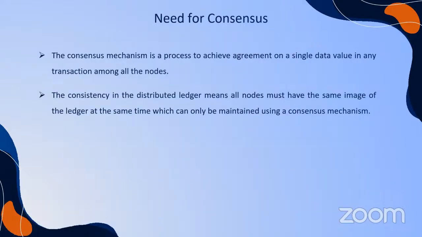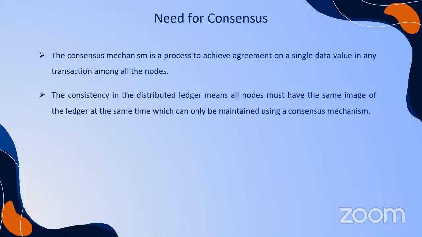Then we have the need for consensus. Why do we need consensus? A consensus mechanism is a fault tolerance mechanism used in computers and blockchains to achieve the necessary agreement on a single data value or a single state of the nodes among the distributed ledger. The consensus algorithm determines which state of the blockchain is chosen to be valid and true.